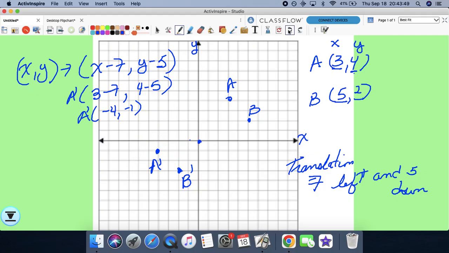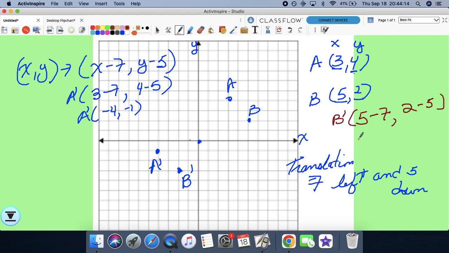Okay, point B. Let's apply the rule to point B. For B prime, we're going to take the 5, which is the x value, and subtract 7 because it's going left. And the y, remember, think about a floor in a building. B is on the 2nd floor, and it's going to go 5 floors down.